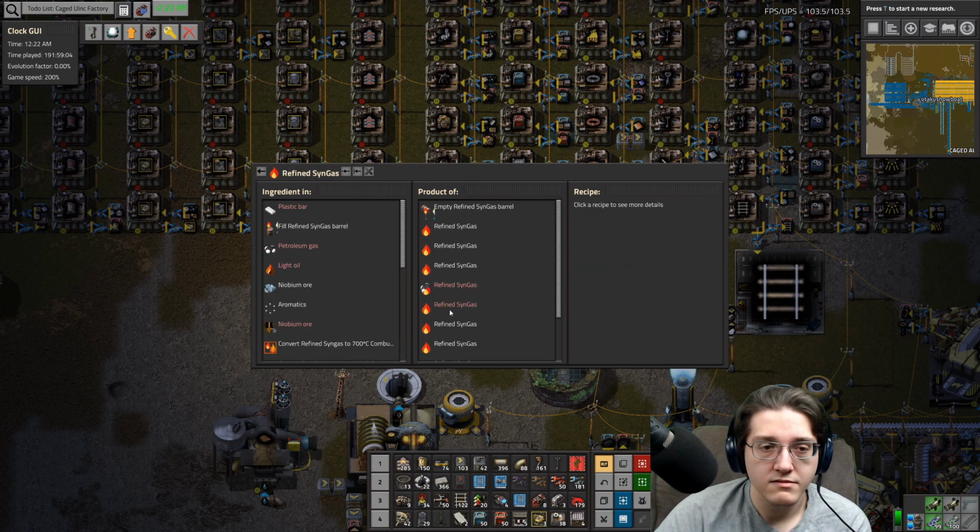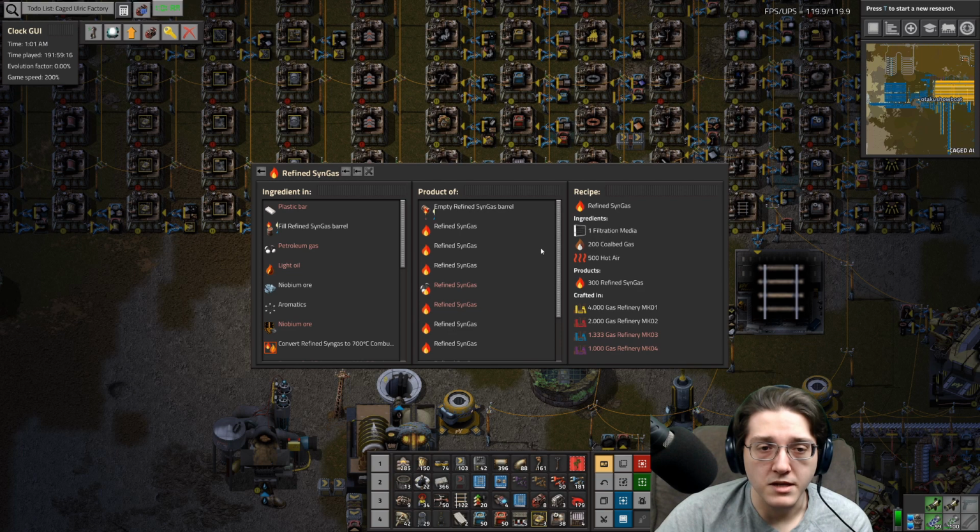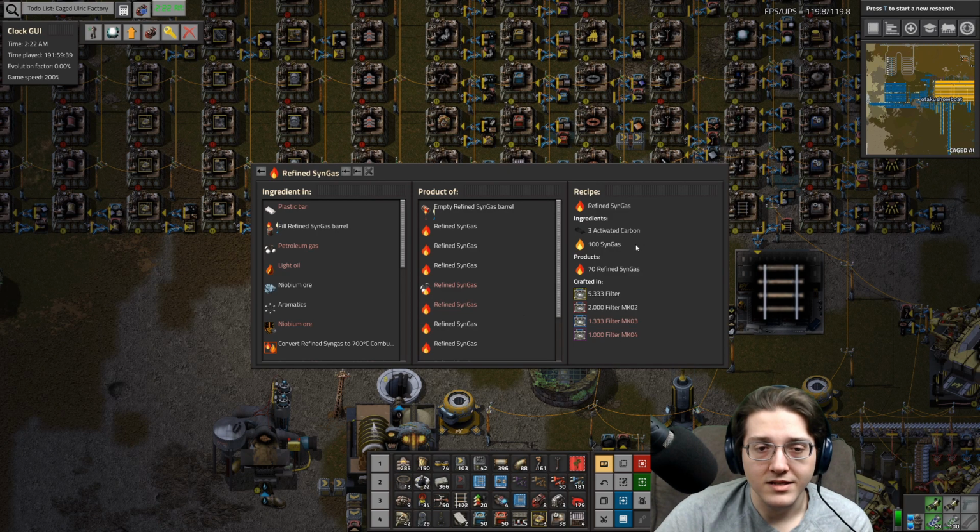I'll take easy. What is easy? Easy is spending activated carbon or something. I don't know. Just, you know, this? Maybe? I really don't like this recipe. Just for reference, I really don't like the activated carbon in the filter. I think that this should just be filtration media.